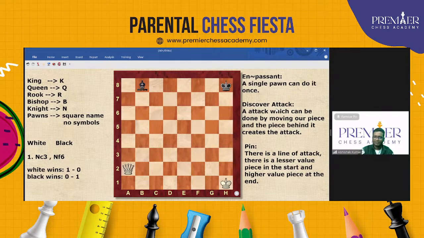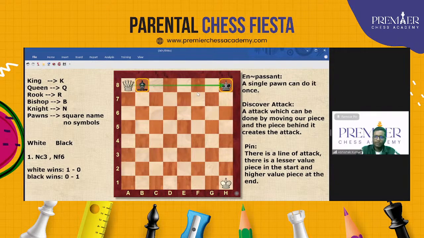Harshita ma'am, correct. Shumis sir, correct. Kailash sir, correct. Aruna ma'am, yes, it's correct. All the answers are correct. Nice. So the answer was queen to a8. We created another line of attack in which the lesser value piece is in front and there is this higher value piece at the end.